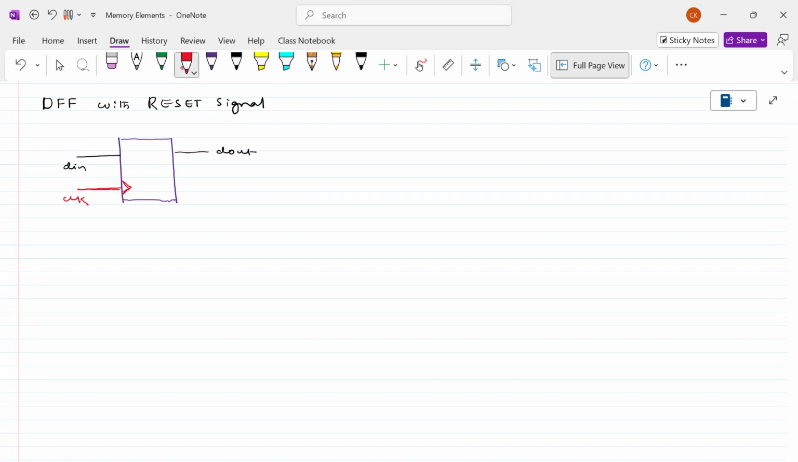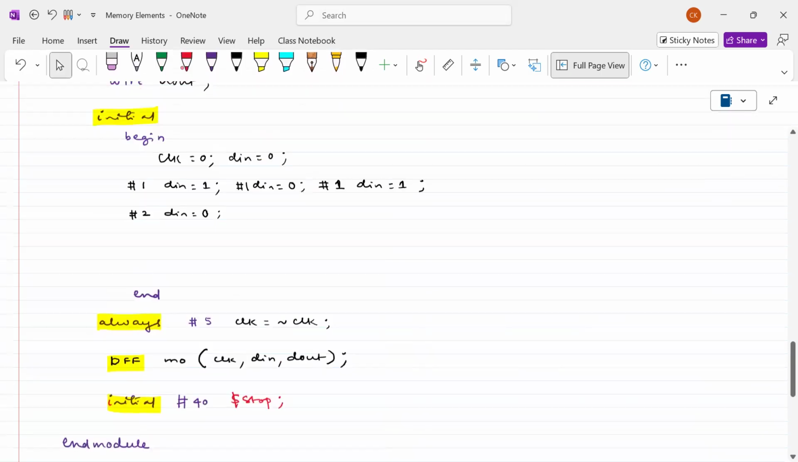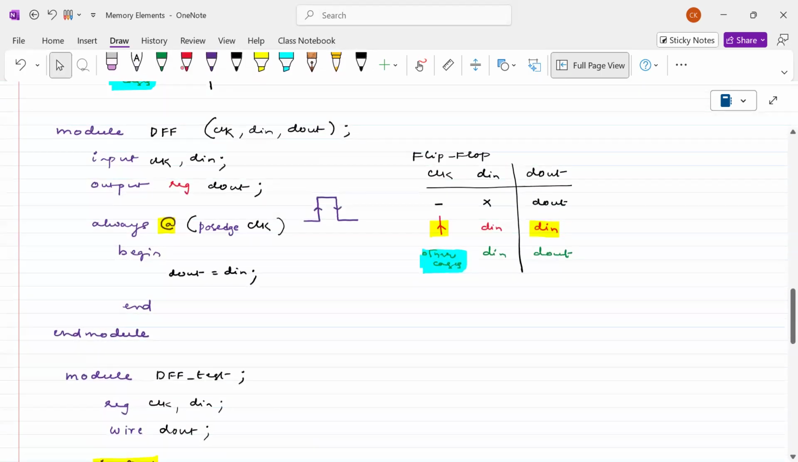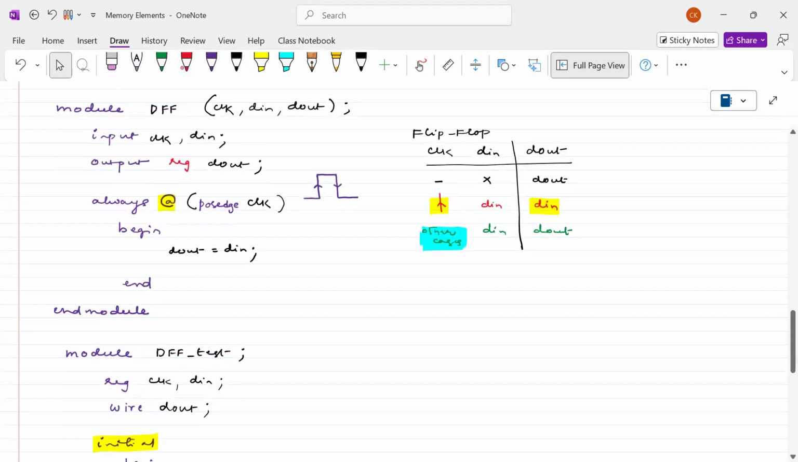Positive edge flip-flop. If you want to make it a negative edge flip-flop, for example, the transparency should be there at the negative edge. For all other cases, it will hold the previous value. Then what is the change you have to make in this program? Instead of positive edge, what do we have to write? Negative, right? That's the only change, nothing else here.